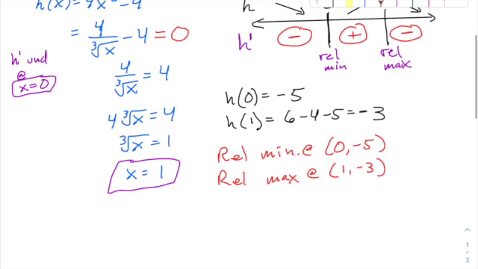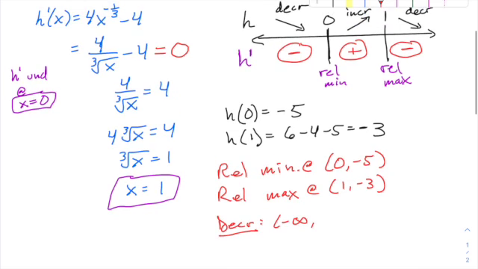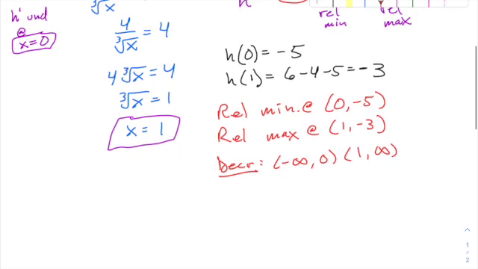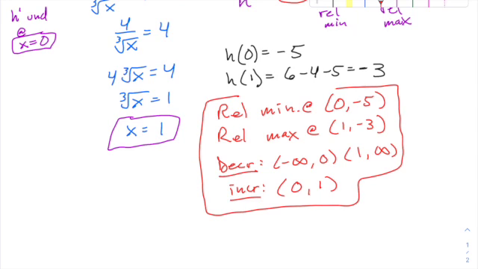So this function is decreasing from negative infinity up to 0, and I'm just looking at our chart that we looked at, from there to there, and from 1 to infinity. So negative infinity to 0, and from 1 to infinity, and our function is increasing between 0 and 1. And so there's all the information they asked for, kind of summarized.